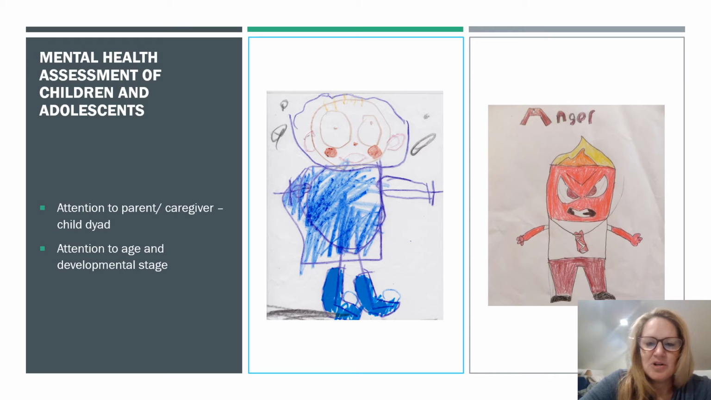Mental health assessment of children, you really have to pay attention to that parent caregiver child dyad, and also to their age and developmental stage. So you might have a 3-year-old that's exhibiting some symptoms of anxiety or whatever it might be, or post-traumatic stress. They might not be at an age yet or a developmental stage that they're able to articulate that. So I chose these drawings to go in this slide so you can see we use that as a tool to get across their feelings.